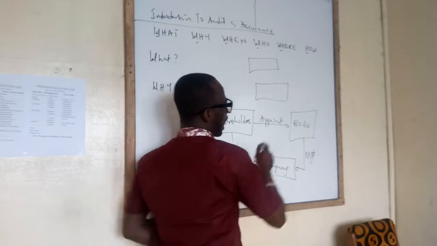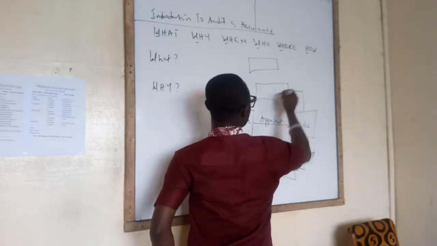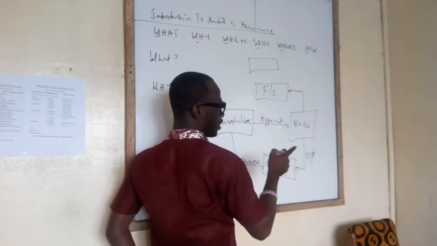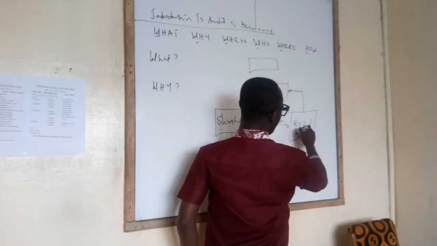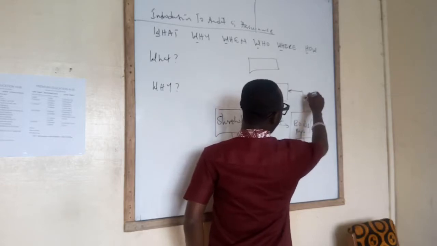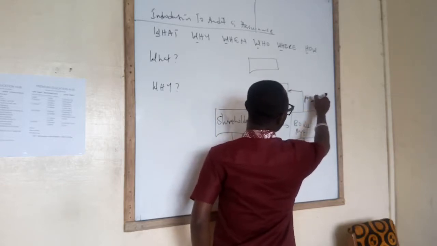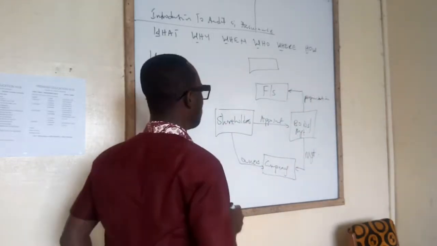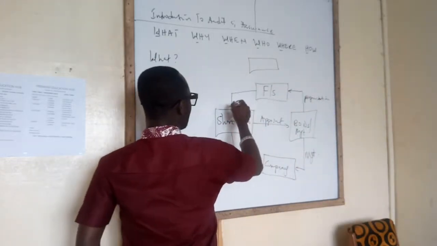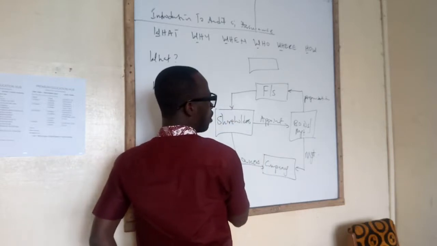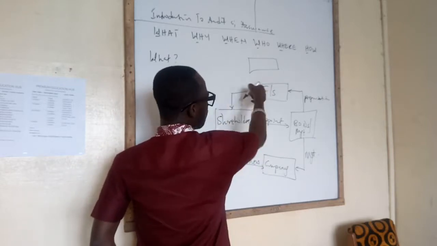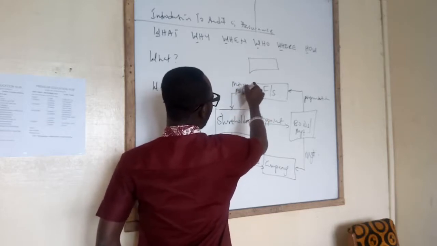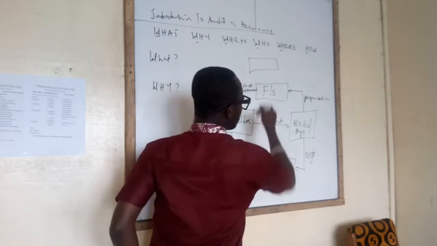How do they show their accountability? They show their accountability by their preparation and presentation of what? Financial statements. For this reason, we say the board of directors or management are responsible for the preparation of financial statements. So they prepare the financial statement, and that financial statement is sent to the shareholders. So the shareholders use the financial statement to measure performance of the company and make various decisions.